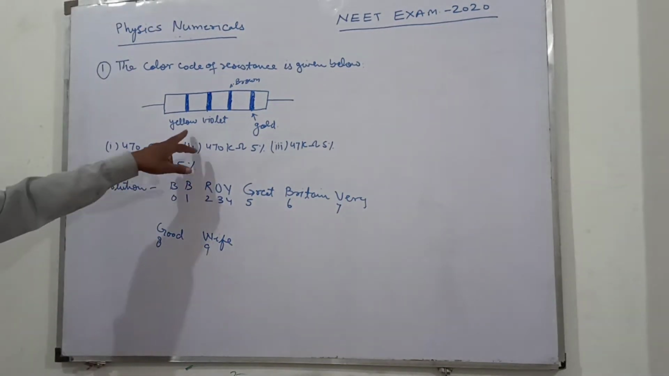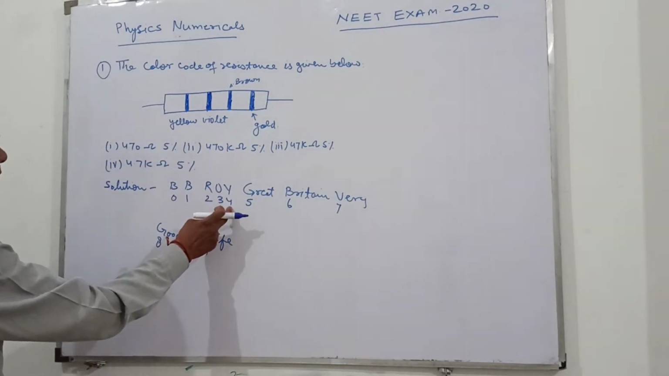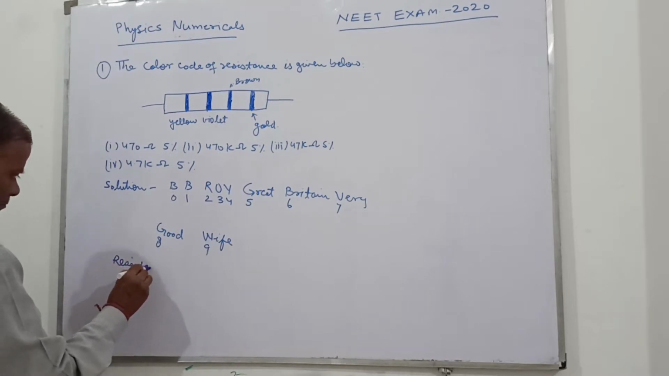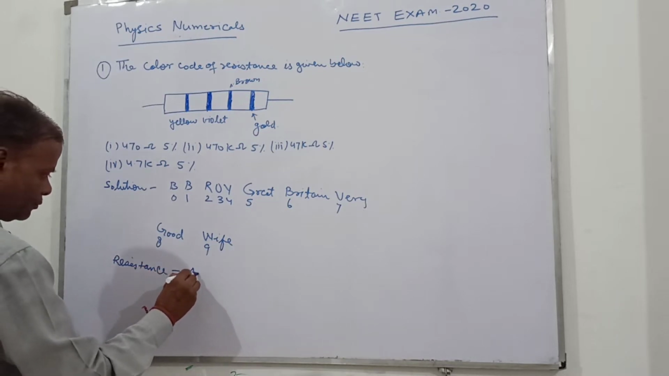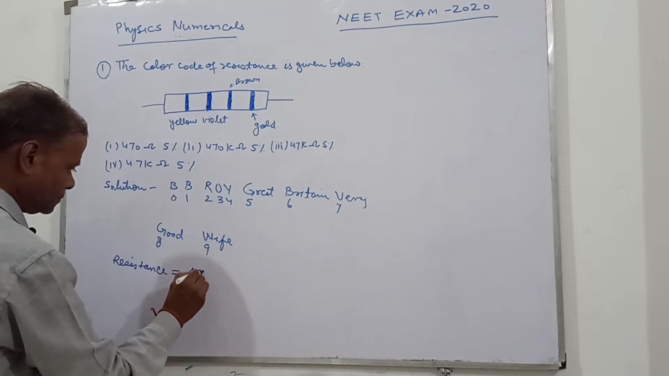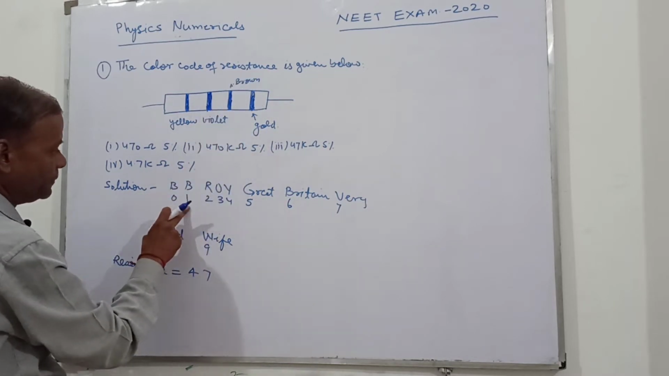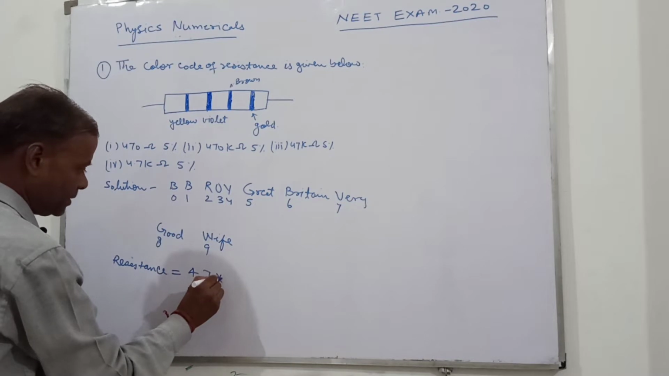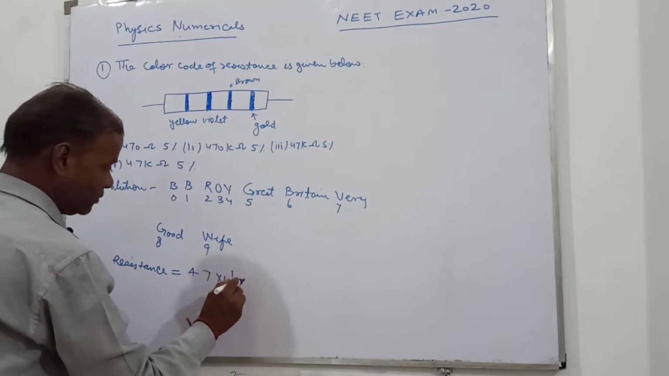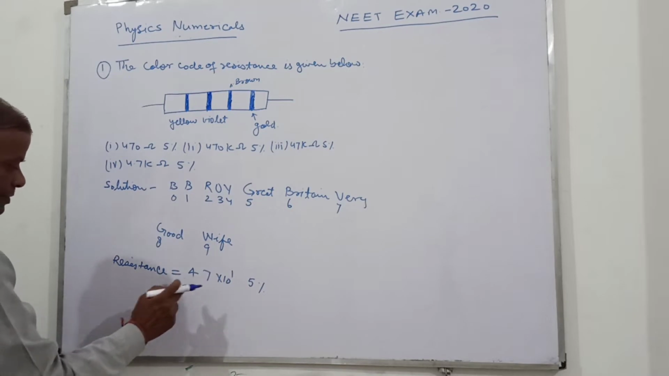So how to find? First is given the yellow color. For yellow we have 4. So the resistance is equal to 4. Then violet is 7. And then brown is 1, so this is 10 raised to power 1. And then gold, for gold it is 5%. The tolerance is 5%.